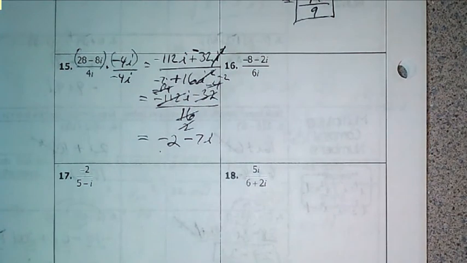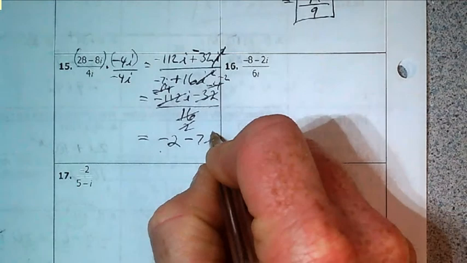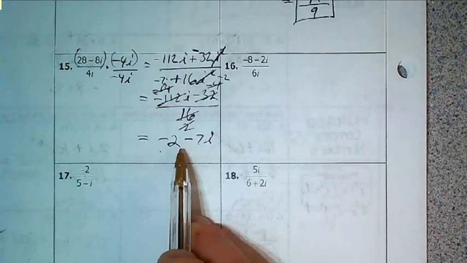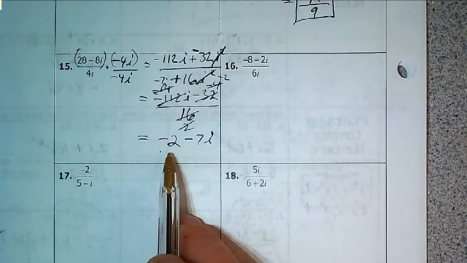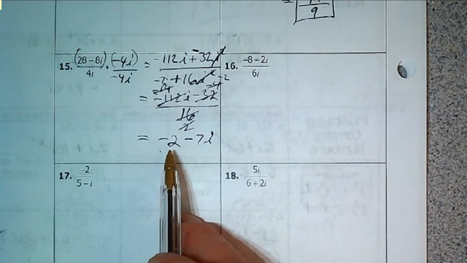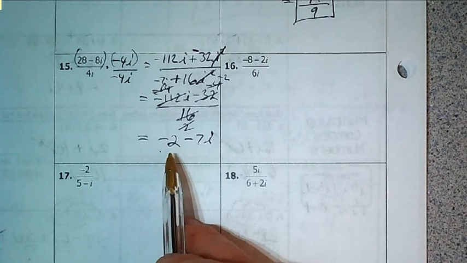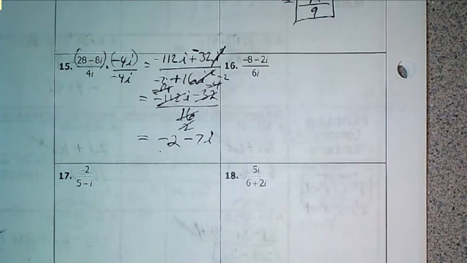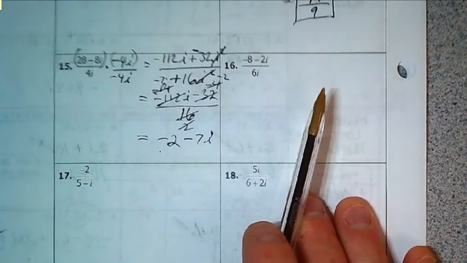I went ahead and wrote this in standard form with the real part first. So if we had been a little bit more careful, we would have seen that there was a common factor bigger than 8, and it would have been 16, I believe. 112 divided by 16 is 7. All right, number 16. We're going to skip that for a minute, and we're going to go down to 17.